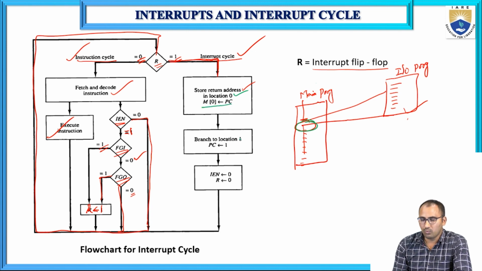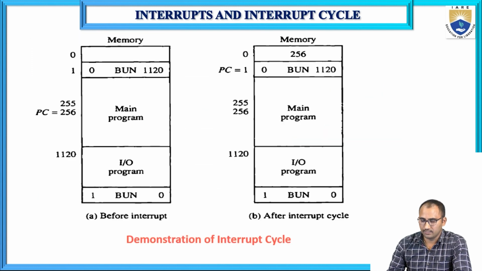Next, branch to location 1. So we have to branch to the first location, and that's why 1 will be loaded into the program counter. Then IEN is equal to 0, because here the interrupt is serviced, so no more interrupts. IEN will be loaded with 0, and similarly R is equal to 0. If R is equal to 0, then the instruction cycle will be executed. Okay, so this is the interrupt cycle.